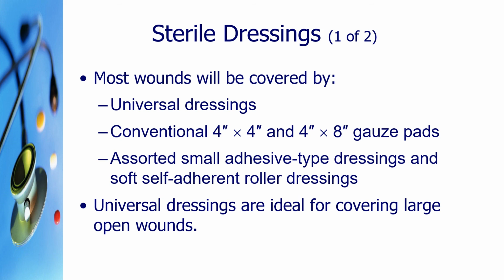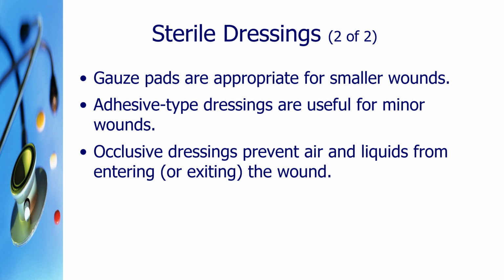We have sterile dressings. Most wounds will be covered by universal dressings, conventional 4x4 and 4x8 gauze pads, assorted small adhesive-type dressings, and soft self-adhering roll dressings. Universal dressings are ideal for covering large open wounds. Gauze pads are appropriate for smaller wounds. Adhesive-type dressings are useful for minor wounds. Occlusive dressings prevent air and liquid from entering or exiting the wound.